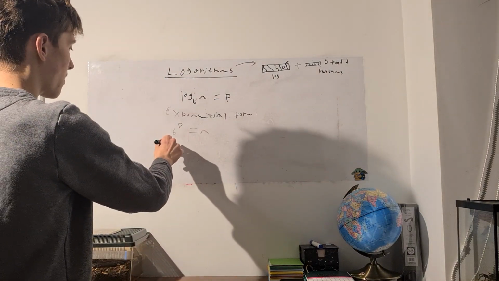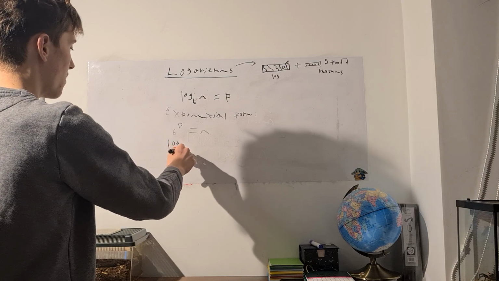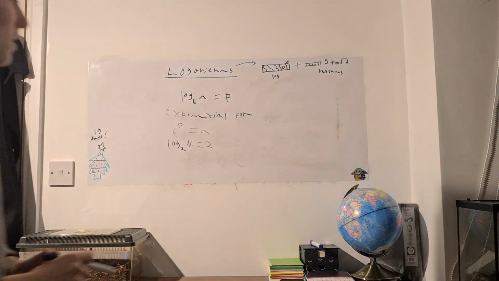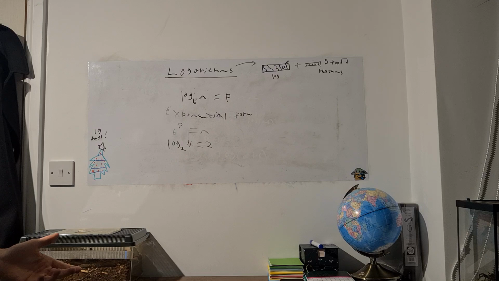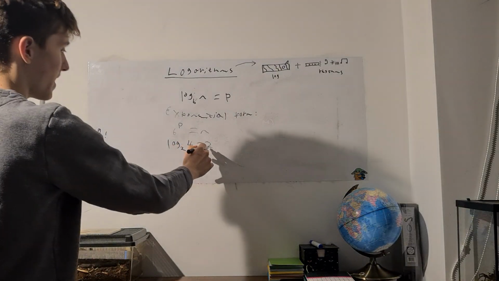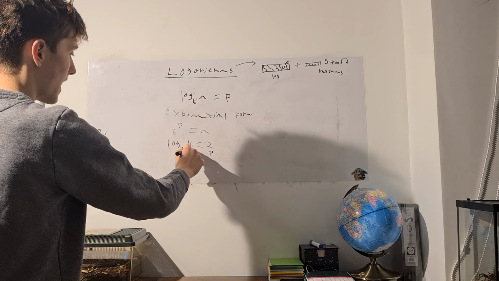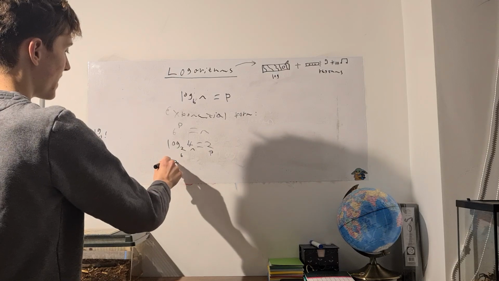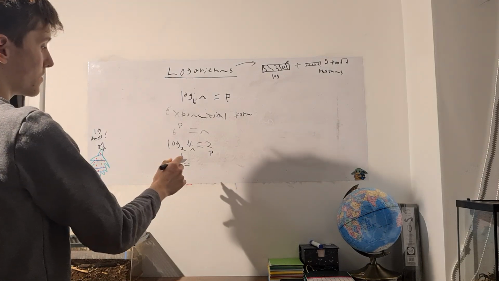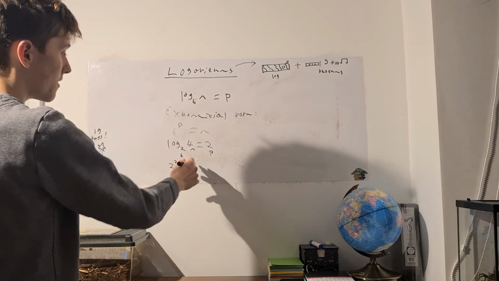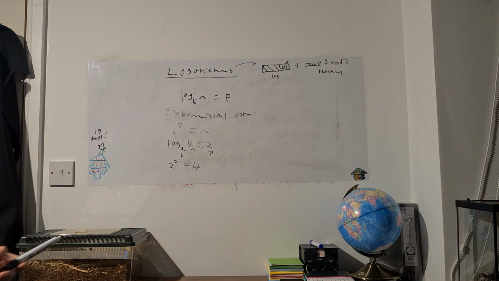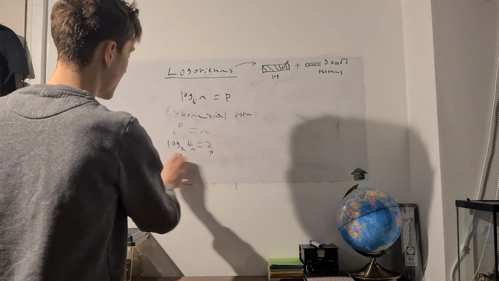If I wanted to write log base 2 of 4 equals 2, as we had before, how would I write that in exponential form? Well, this is p, that's n, that's b. Looking at this, you've got 2 squared, the base to the power is equal to n, which is equal to 4. So we've just converted that to exponential form, which is quite simple.